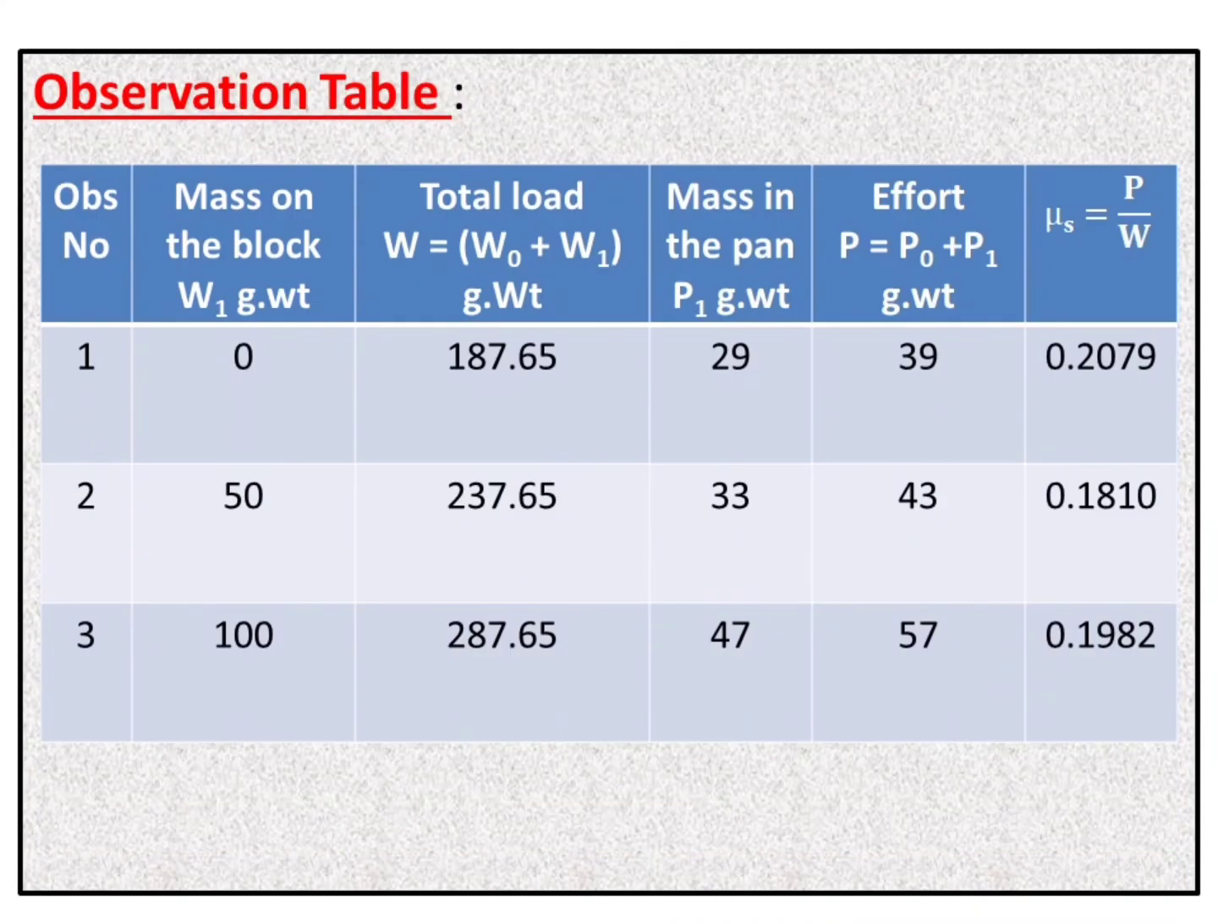Now we'll write the mu(s) values in the observation table. So first observation, mu(s) is equal to 0.2079. Second observation, mu(s) is equal to 0.1810. And for the third observation, mu(s) is equal to 0.1982.